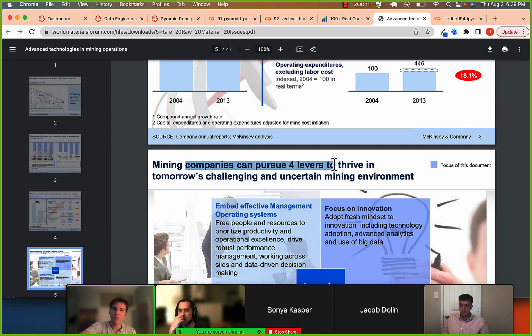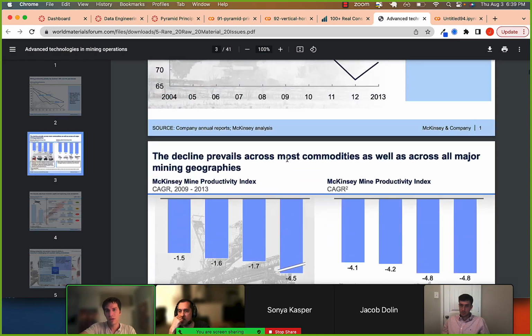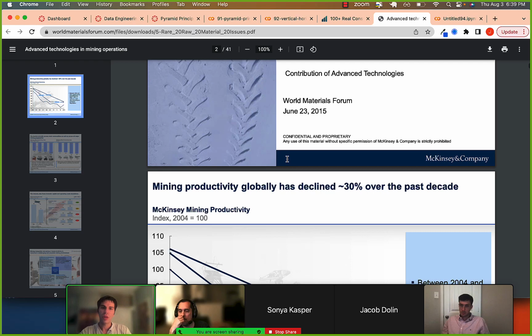And now here's the solution. Mining companies can pursue 4 levers to thrive in tomorrow's challenging and uncertain mining environment. So now that they've got our attention, they give us the solution. One thing you want to do, like last time, is think through what question they're asking, or what they're here to figure out.